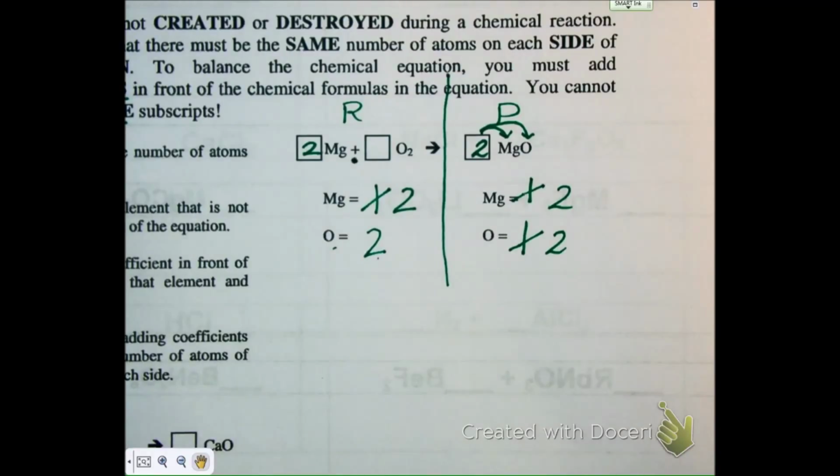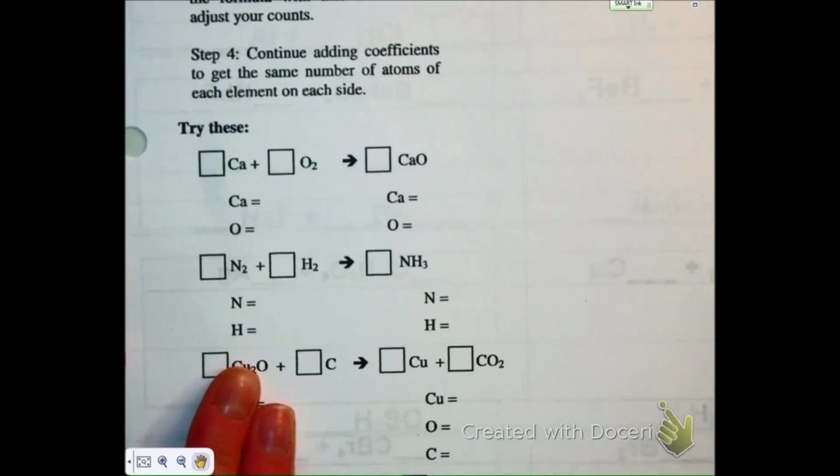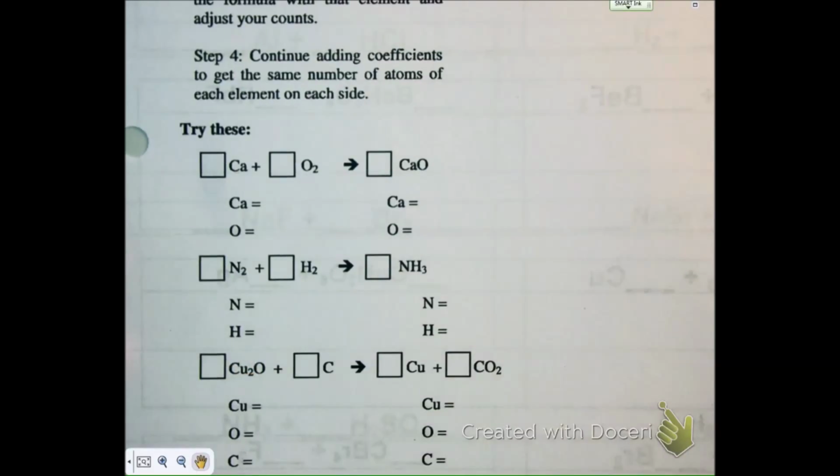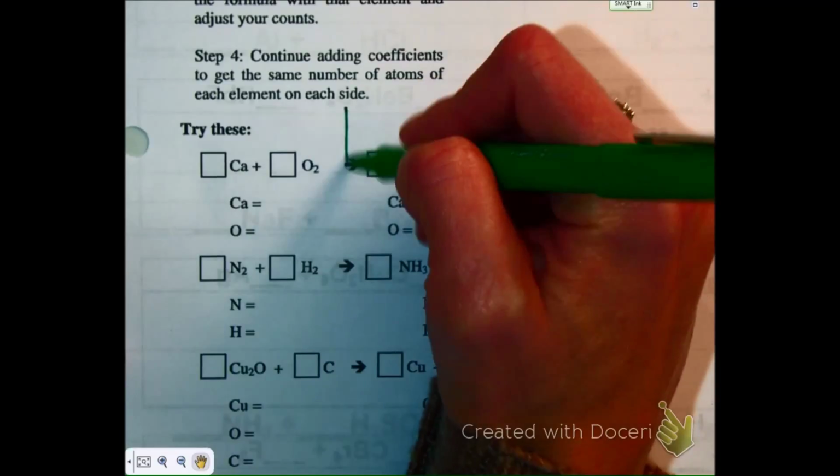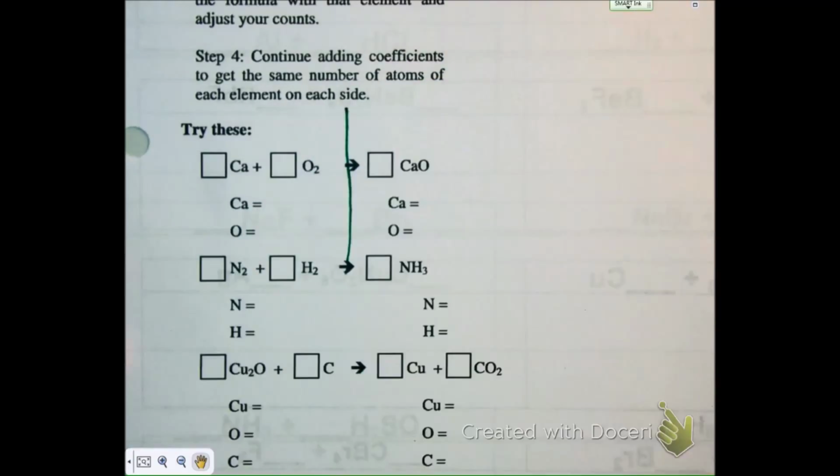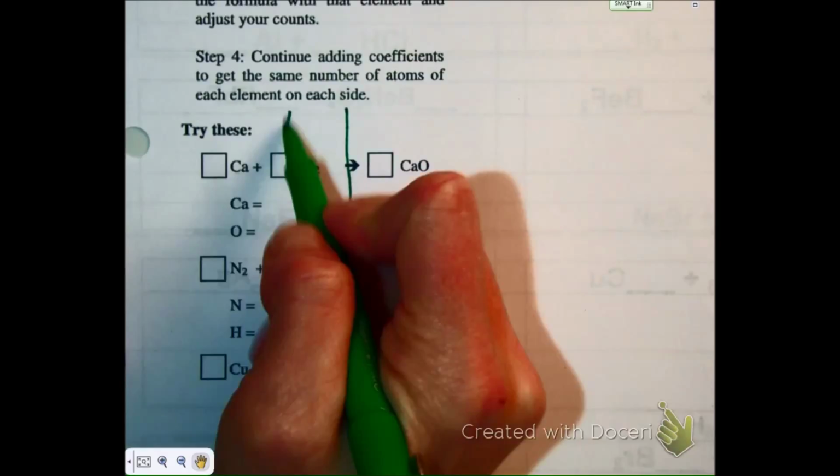Okay, that's a pretty easy one. They do get more challenging, but we're going to do another together. To start, I like to draw a line just to separate. It helps separate the sides. I'll even label.